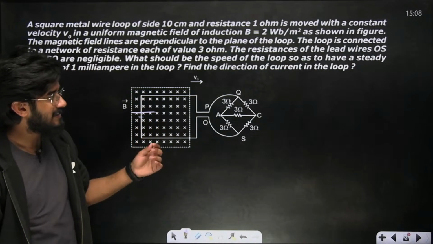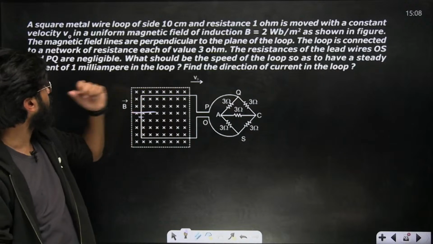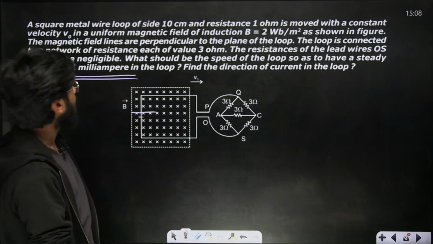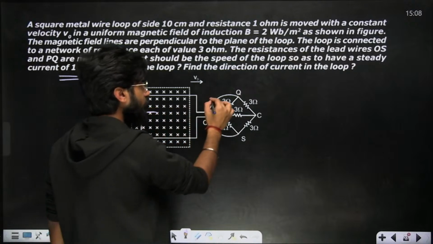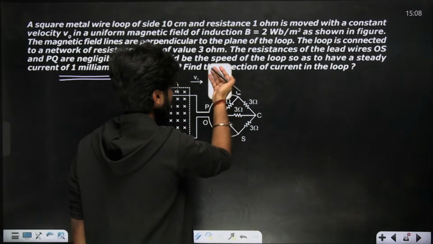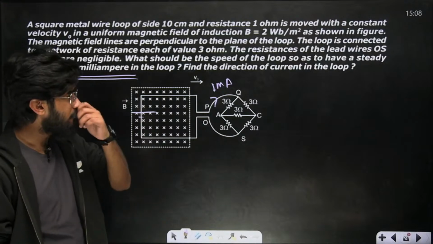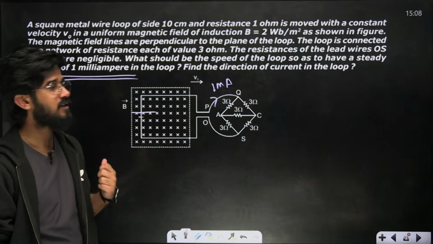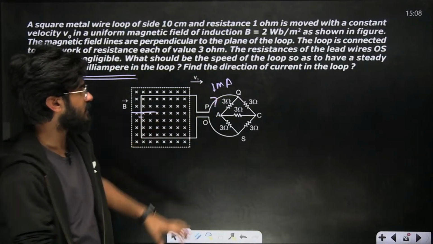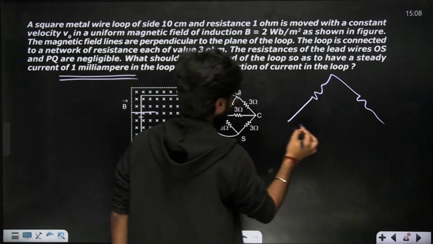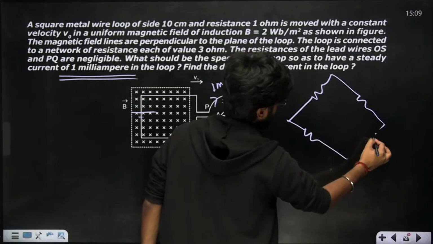Now, what it is saying is that the current is 1 milliampere. Now we have the resistance also. What is the resistance of this circuit? I'm just drawing the circuit here. So this circuit is something like this.